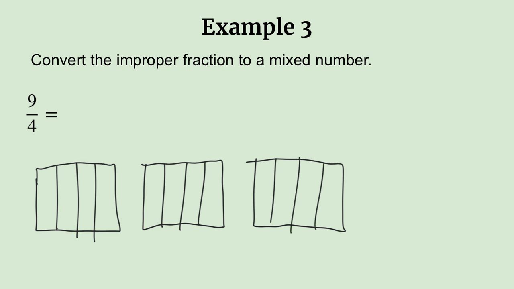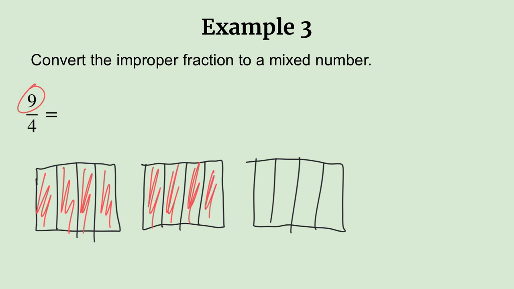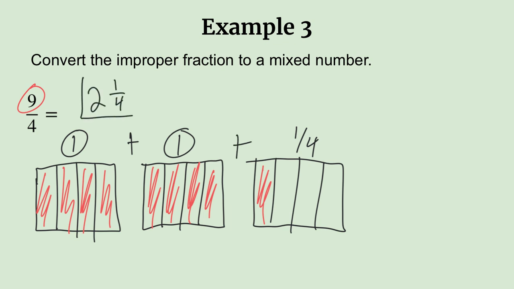And then we just fill in how many we have. We've got 9 of them. So we've got 1, 2, 3, 4, 5, 6, 7, 8, 9. Looking at that, this is a whole, and then 1/4. So 1 plus 1 plus a fourth gets you 2 1/4.